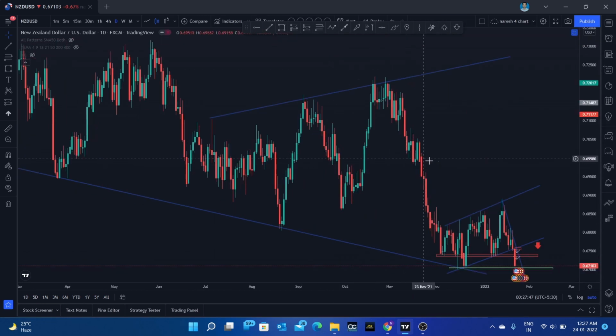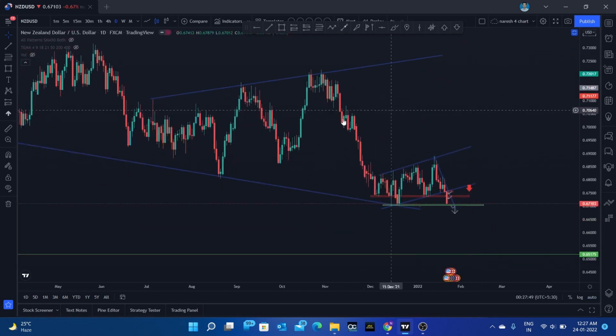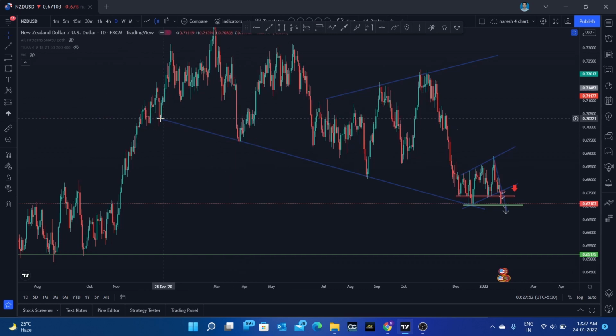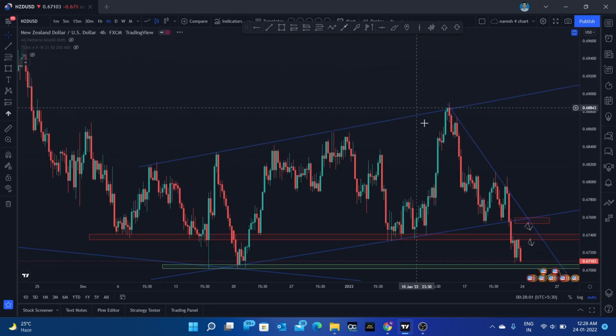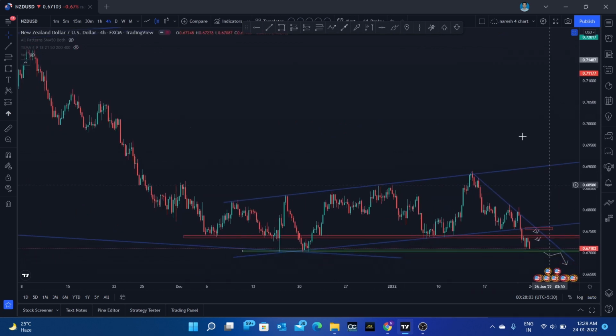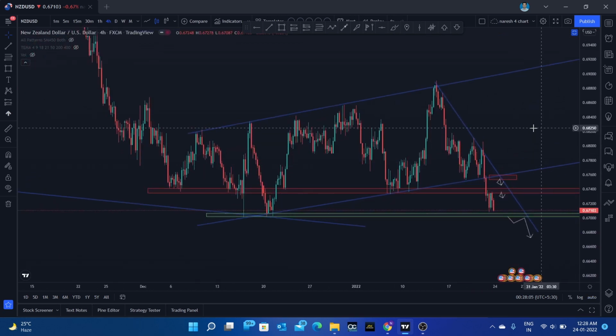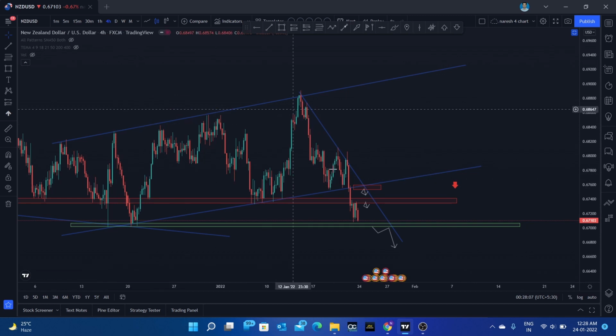So New Zealand USD, you can see here. This would be a major trend line support area, and it took the support from here, and it formed something like a flag and pole pattern, guys. So it formed some channel kind of pattern for a long time, and it has already broken this channel as well, guys.